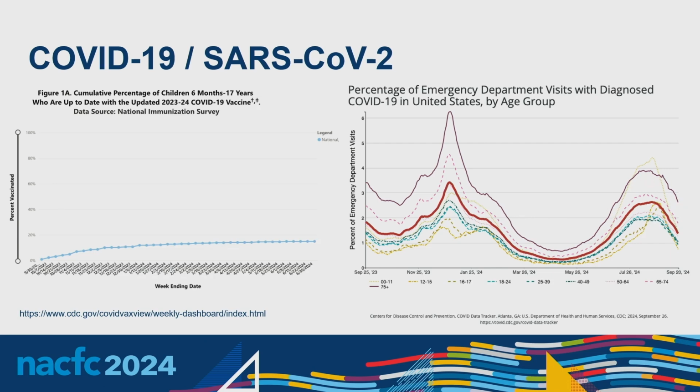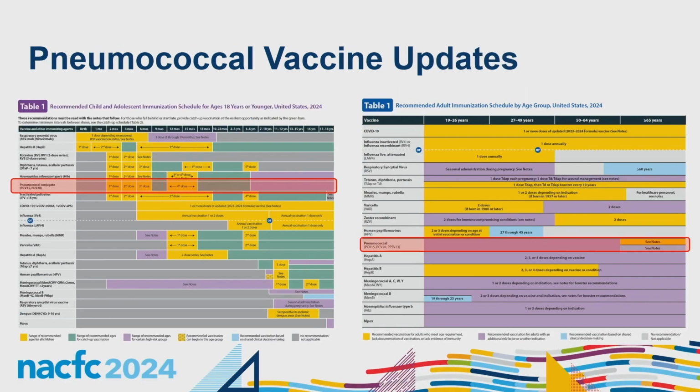The number of ER visits that are attributable to COVID-19 has actually ranged between 2 to 4%, and this includes pediatric and adult populations, basically across all age groups. So I think that there is still benefit to ensuring that our patients are receiving annual vaccines.